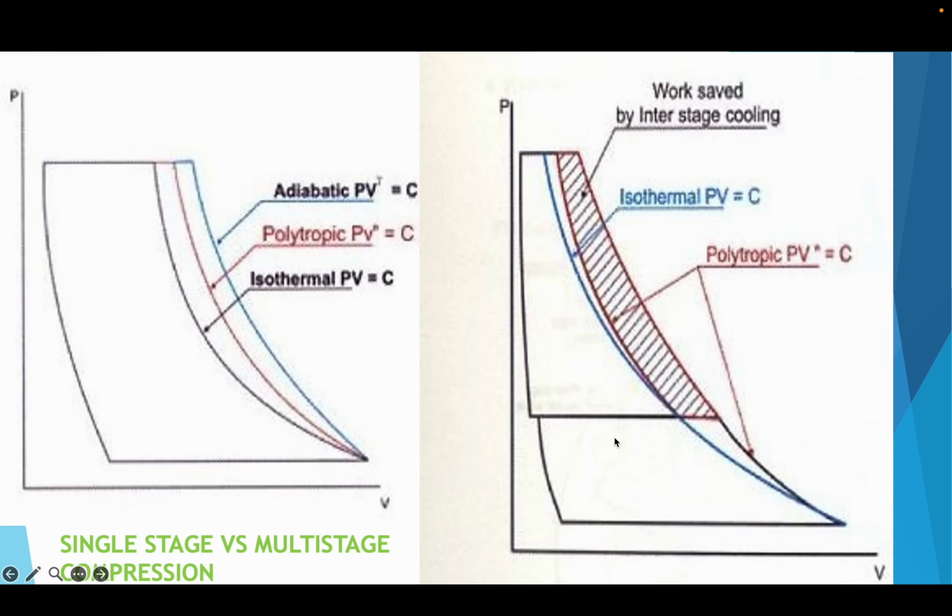If you do it in 2 stages, it's called multi-stage compression, and if you do it in a single stage, it's called single stage compression. So if you are compressing in one go from 1 to 10 bar, it is called single stage compression, and in single stage compression the amount of work consumed is more than in multi-stage. Now let us see how.